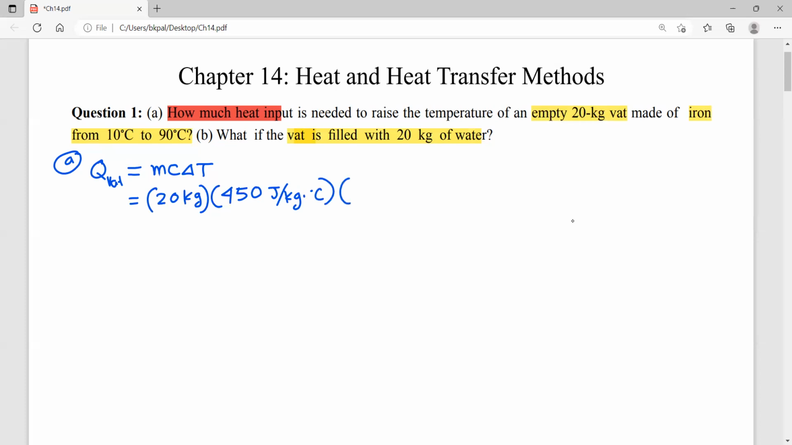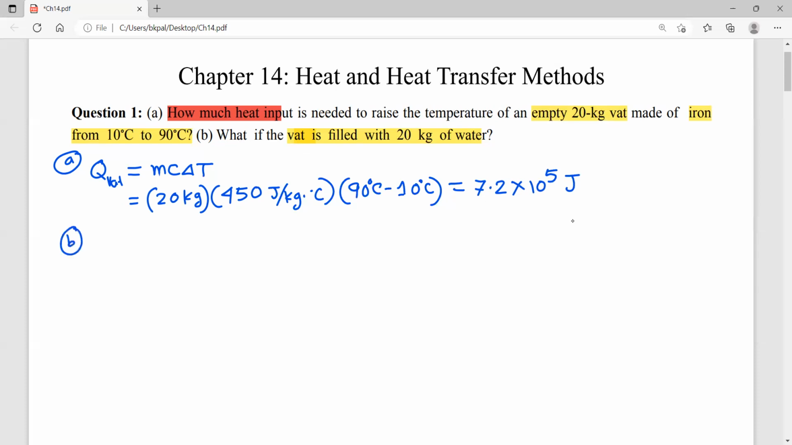And then delta T is the final temperature minus initial temperature, right? Final temperature is 90 degrees Celsius minus 10 degrees Celsius. If you multiply all these three numbers, if you do this math, you should get, I got 7.2 times 10 to the power 5 joule. 7.2 times 10 to the power 5 joule. So that is for the first one.